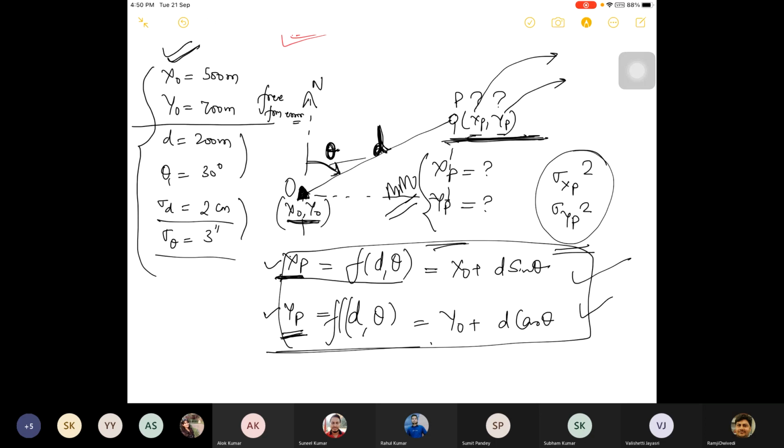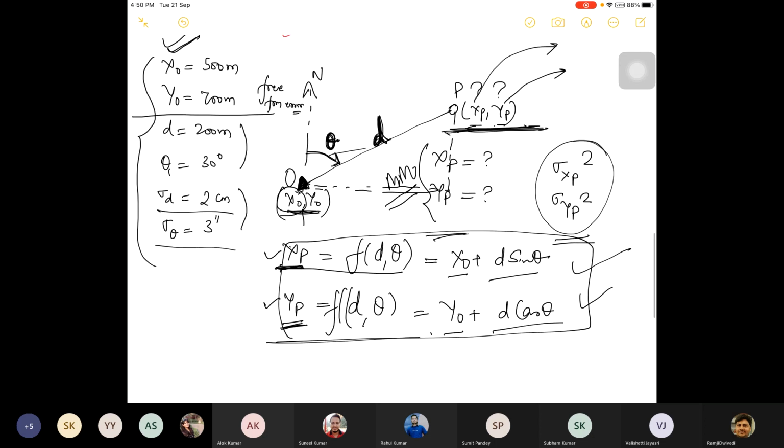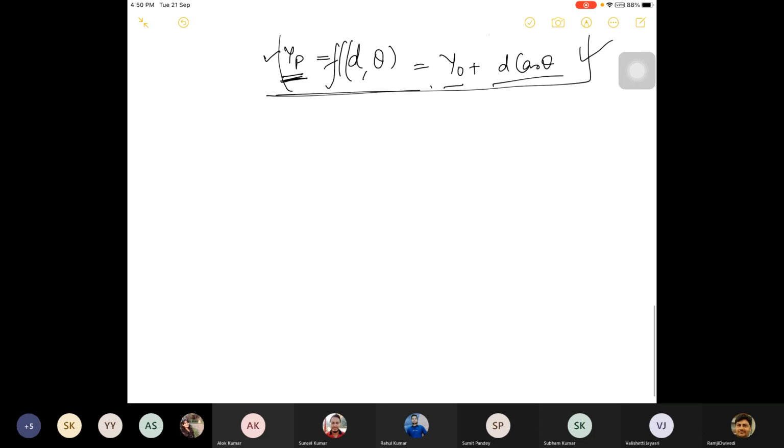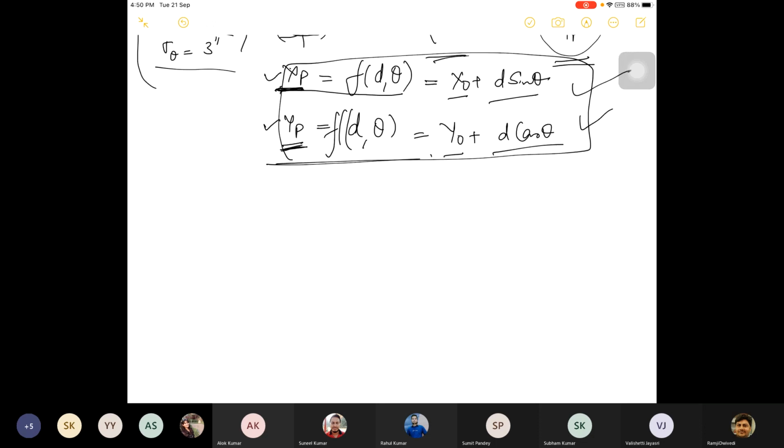Now you have this vector, sorry, XP YP. Any position of XP YP would be adding up this origin information x naught y naught plus the corresponding length. This length would be given by the trigonometrical relationship. So now you have this function, which is xp equal to x naught plus d sin theta and yp equal to y naught plus d cos theta.